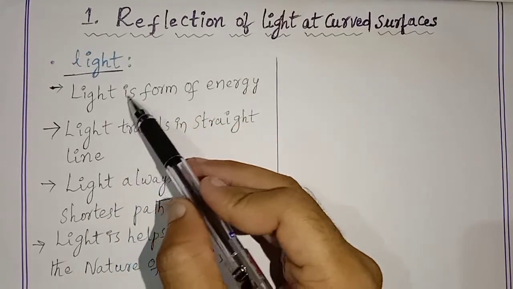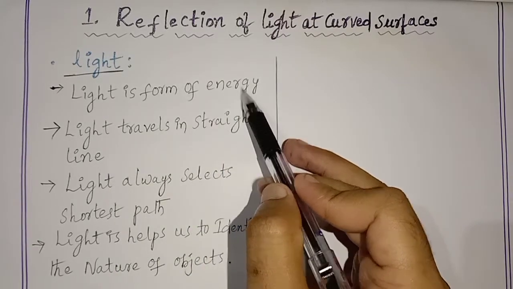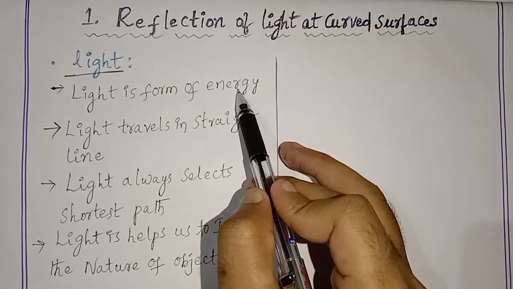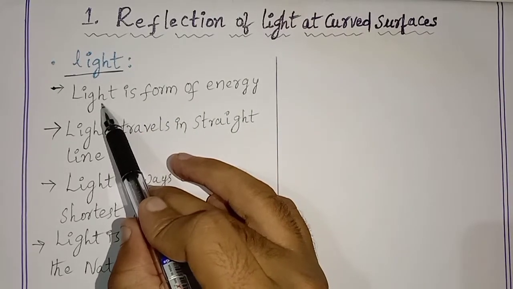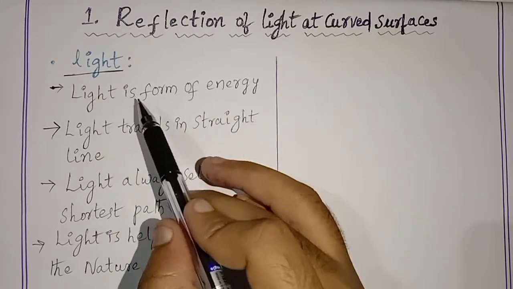So what is the first property of light? Light is a form of energy. Means what? Light gives what? Energy. You need to remember, light is always equal to energy. Light is always in the form of energy.